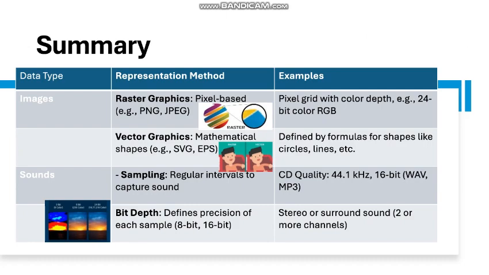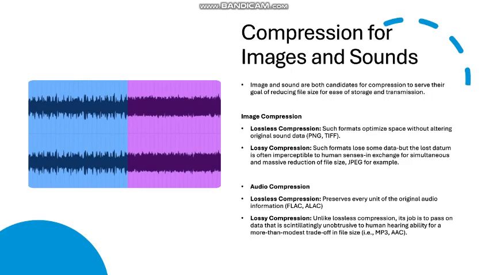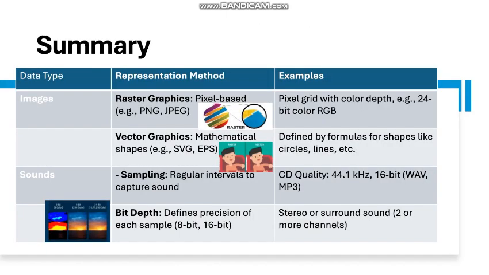Audio compression. Lossless compression preserves every unit of the original audio information. Lossy compression, unlike lossless compression, removes part of the data in a scientifically chosen way, and there is a description and examples also. Summary. Data types: images, raster graphics and vector graphics, sounds, sampling and bit depth. There are some examples and representation methods that we discussed before.